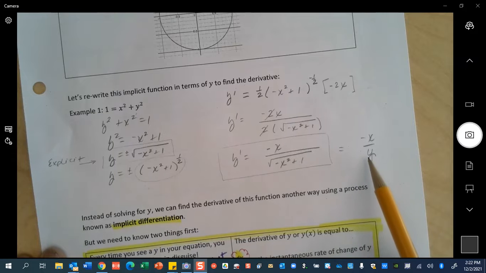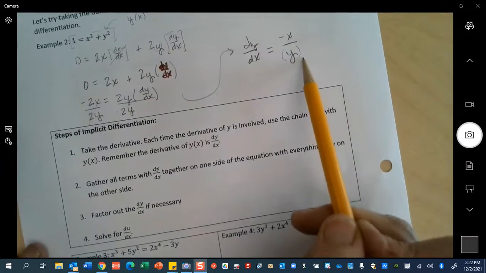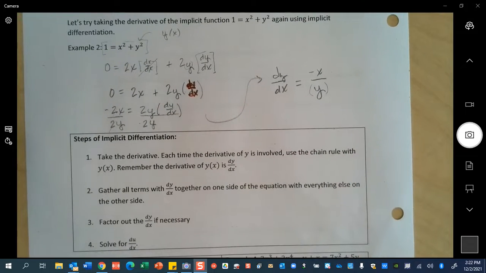So now I have y prime, or dy/dx, is equal to the opposite of x over y, and that is exactly what I just got. What's really cool about this is we get to leave y as y. I don't have to solve for it and have all that messy stuff to deal with. By taking the derivative of y inside of the equation, I get to keep things simple. And my algebra comes from isolating my dy/dx after I take the derivative instead of before.